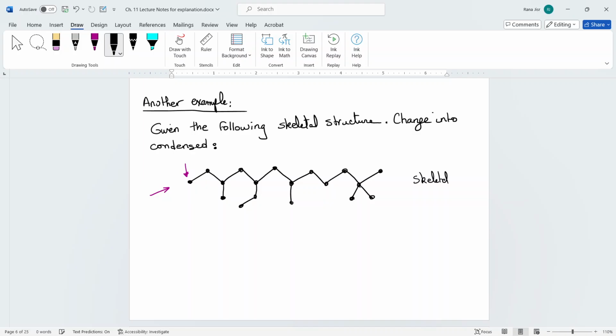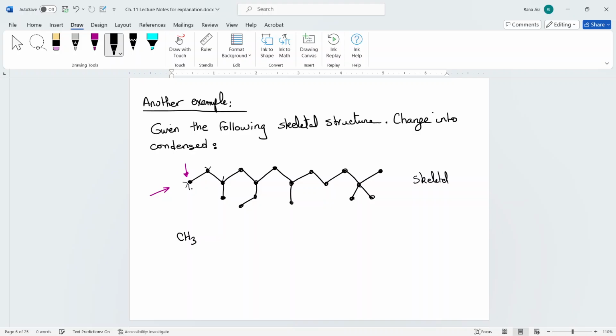I'm using the condensed formula, so I'm going to start with a CH3. Why is it a CH3? Because this carbon has 3 hydrogens in there. Why does it have 3 hydrogens? Because every carbon needs to have 4 bonds. This is a bond, so it's left with 3. This carbon here has 2 hydrogens. This one has 1 hydrogen.